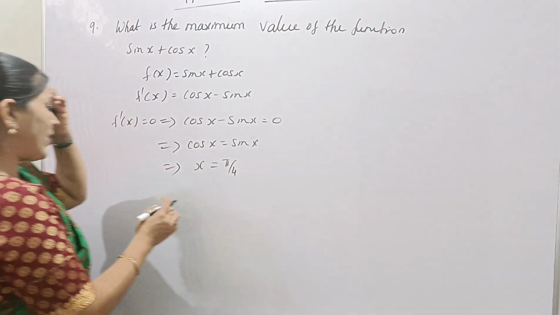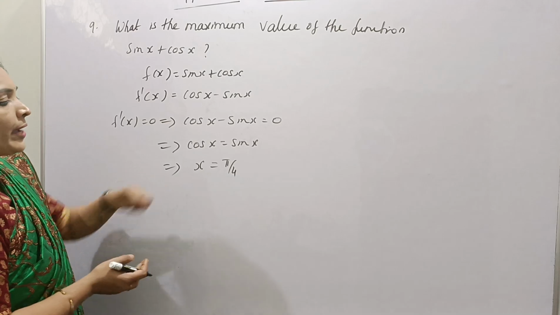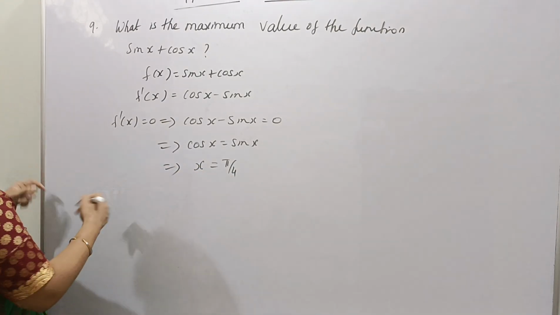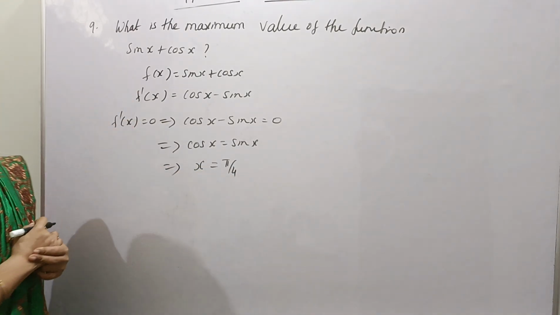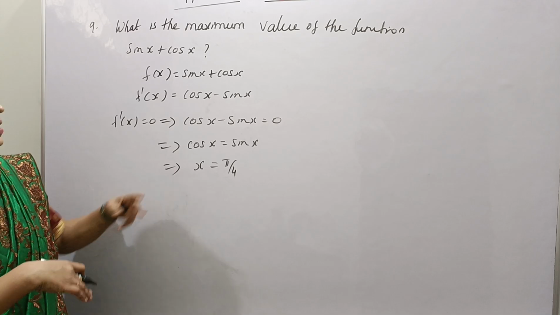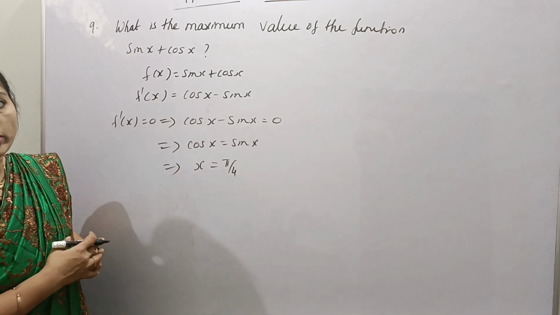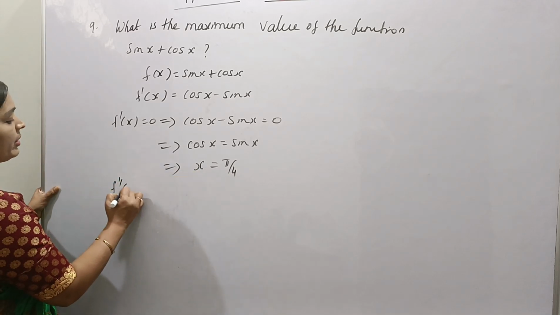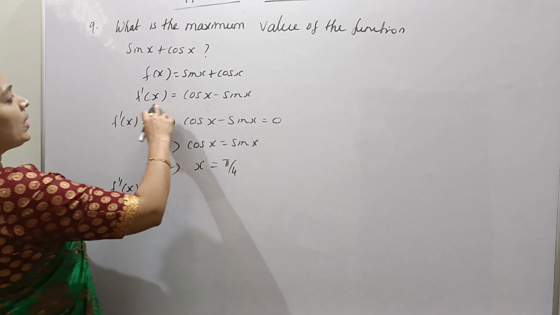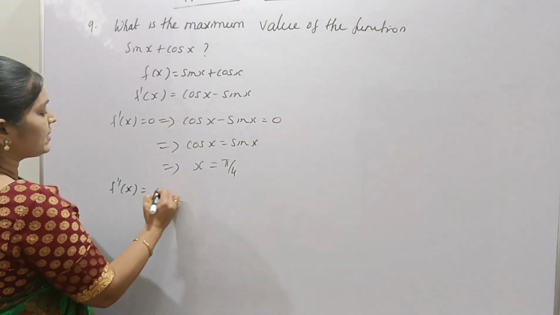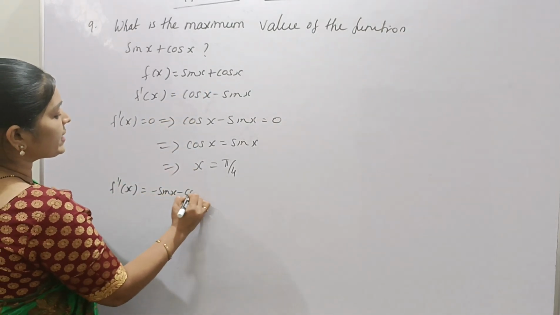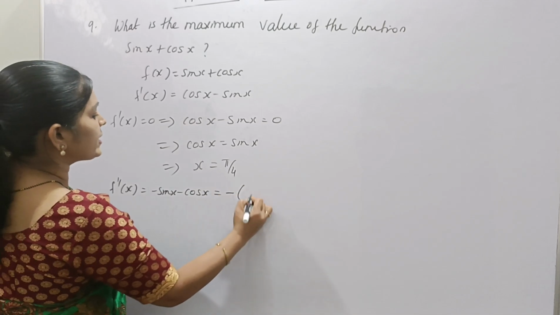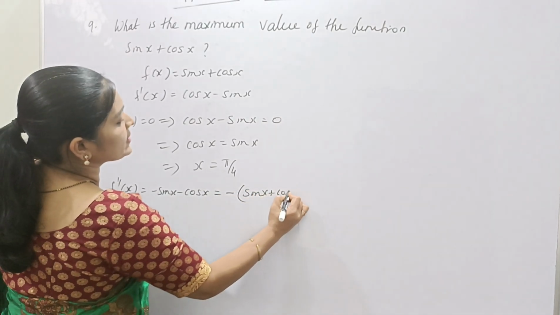So here let's find what is f of pi by 4. Okay, it is the critical point and no need to check. Here we have to find the maximum value. This function has maximum value at x is equal to pi by 4. Here we will get f double dash of x is minus sin x minus cos x, that is equal to minus of sin x plus cos x.